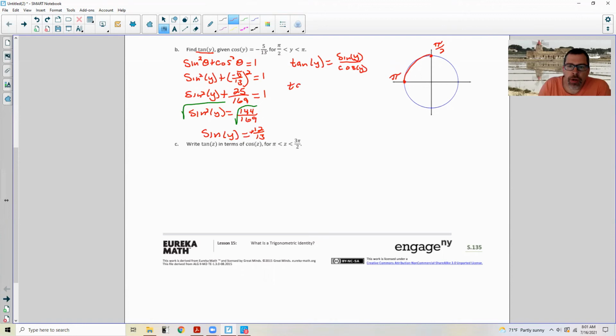So the tangent of y is going to equal the sine of y, which is 12 over 13, divided by the cosine of y, which is negative 5 over 13, multiplied by its reciprocal. The 13s cancel, and we get the tangent of y equals 12 over 5, but it's negative. And that is the tangent of y.